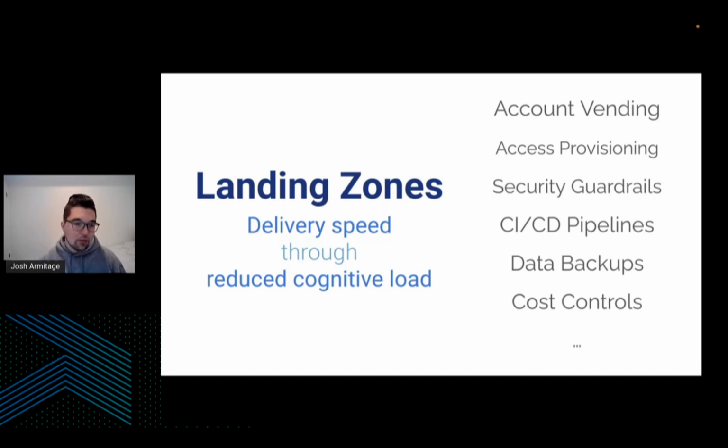Effectively, it's building out your cloud platform or cloud platforms, so all the teams that are using AWS, GCP, Azure in your company can move really fast, and have this cognitive load taken off them. Generally, you'll see things like account vending, access provisioning, security guardrails, CI/CD, data backups, cost controls, all these kinds of things centrally managed but offered as self-service to the rest of the business.